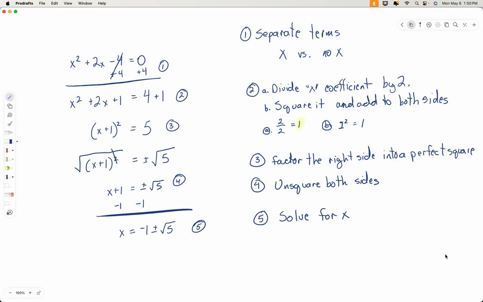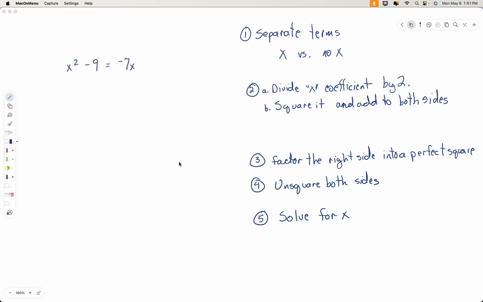Okay? Let's look at the next one. I think there's one more. All right, so this is the last one. Now this one is a little bit tricky because it's not so neatly arranged for us. We have to do some rearranging. So I want you to rearrange this into step 1. Pause the video, do it on your own paper, and then you can press play and see if you have what I have, okay? So go ahead and pause, and then put it into step 1.